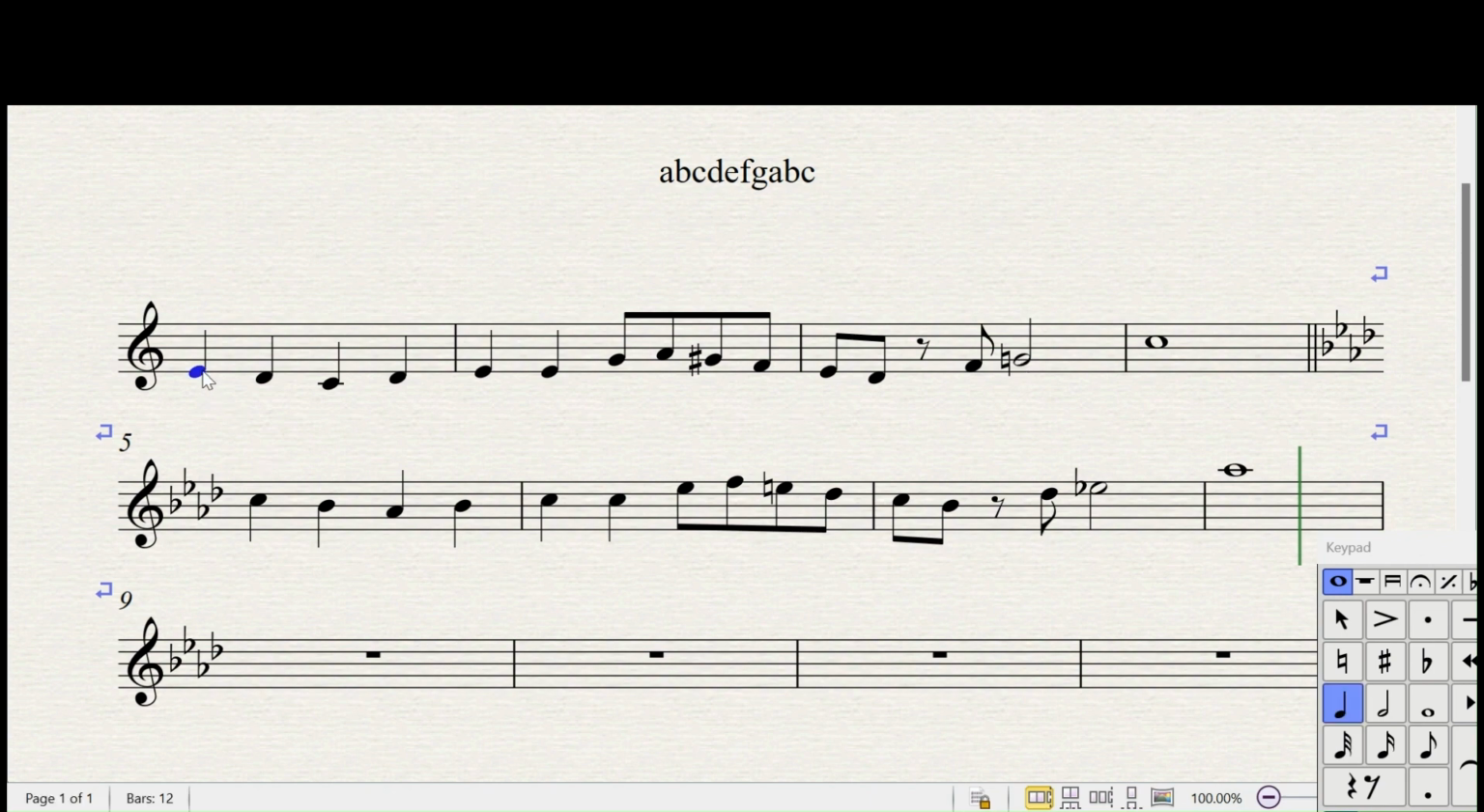So let's hear what it sounds like. First in C, and then up a minor sixth to A flat.